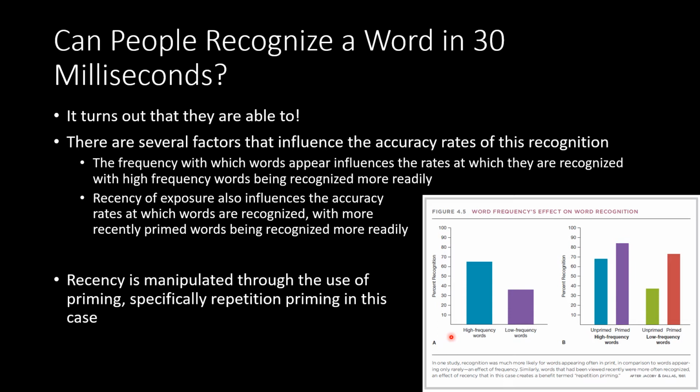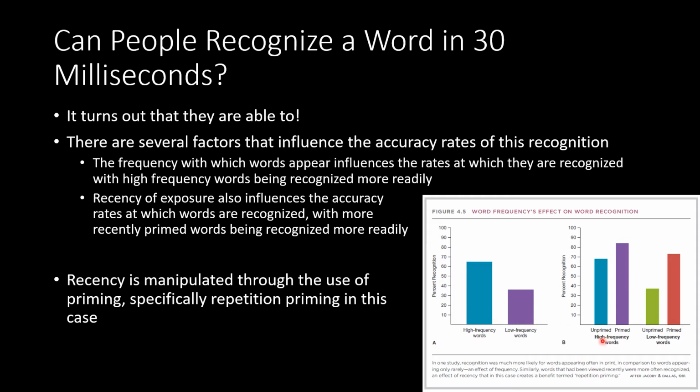Each of those have varying degrees of recency. The closer you are, temporally speaking, to where you're being cued to recognize a certain word, the more likely you are to be able to accurately recognize that word. Here we can see some empirical data to show this.